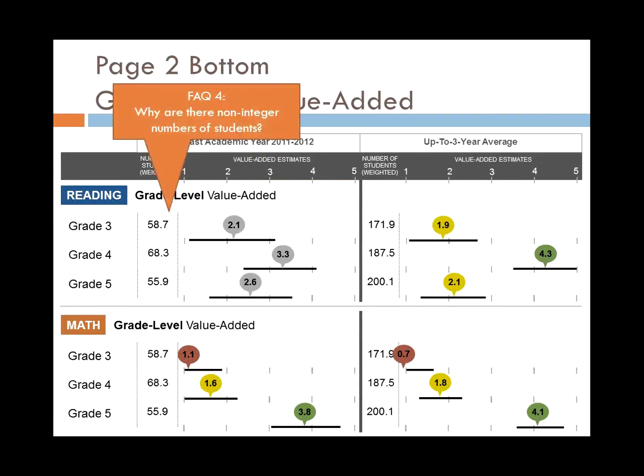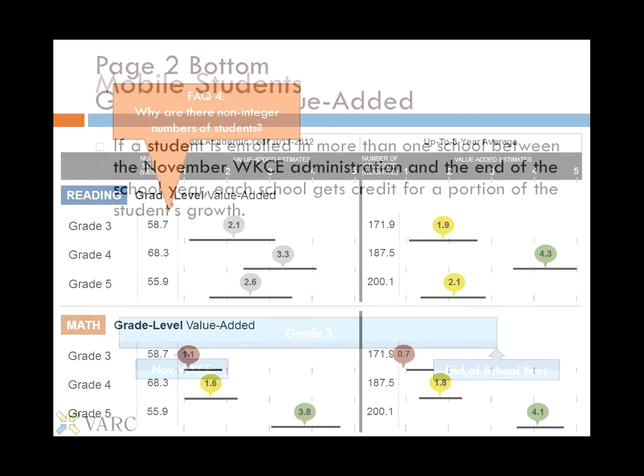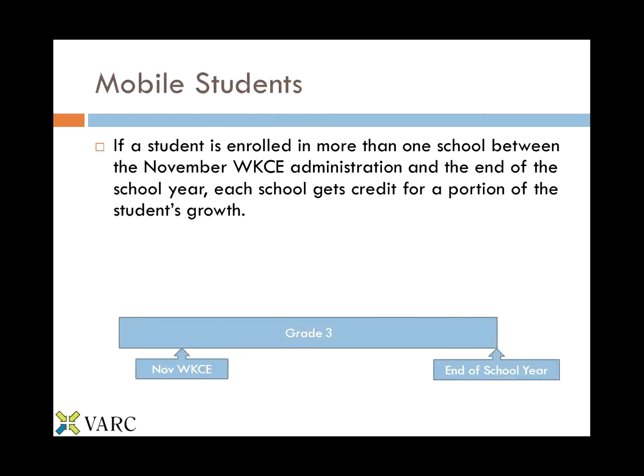Frequently asked question 4, why is this a non-integer number of students? We aren't cutting students up in any way. This is about mobile kids. So we're going to be having mobility in our model this year. In addition to this, we also have a control that's new this year for mobility. Where are we tracking mobility with kids?